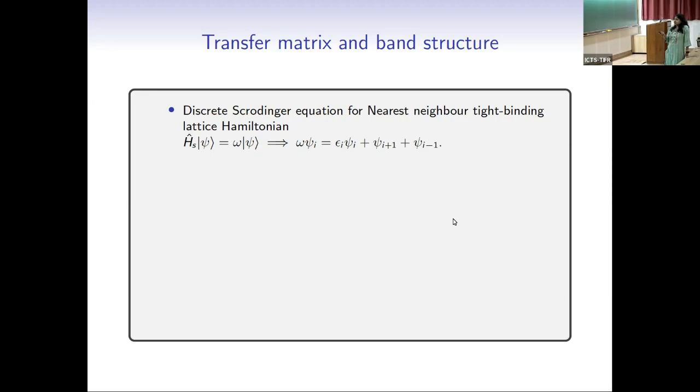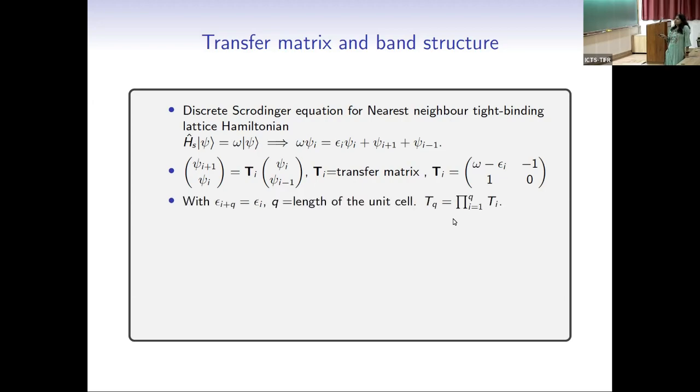Now, if we want to write this equation in matrix form, we can write how the wave function at the (i+1)th site is connected with the (i-1)th site. This is connected with the transfer matrix, and for a nearest neighbor model, this transfer matrix is a 2 by 2 matrix. Now, if we have a periodic on-site potential with periodicity Q, then the on-site potential epsilon repeats after every Q sites. In that case, we can also write down the unit cell transfer matrix, taking the product of the transfer matrices from i equal to 1 to Q.